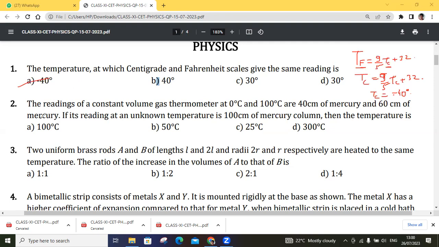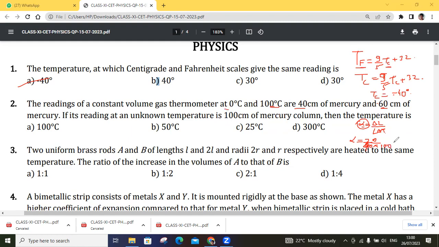This is the option. Then temperature of constant volume gas thermometer. If its reading at an unknown temperature is 100 centimeter. So we know alpha is equal to delta L by L delta T. So alpha will be constant in the first case and second case. So alpha will be equal to, I will take delta L in these two cases, 60 minus 40 is 20, divided by initial 40 into delta T, which is 100 minus 0.